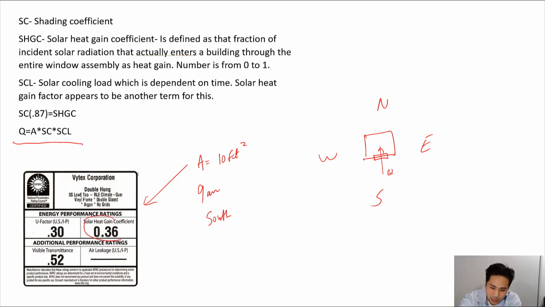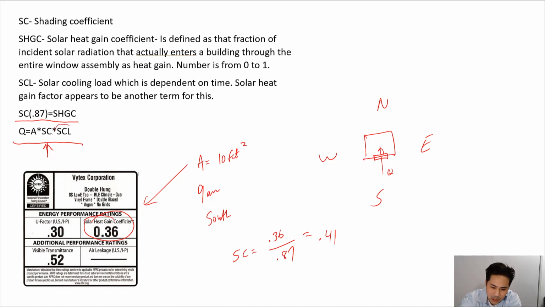Okay, we're going to first use this value for solar heat gain coefficient, 0.36. What we need is the shading coefficient, the SC value. So we have to do the conversion using this formula. SC is equal to the solar heat gain coefficient for this window, 0.36, divided by 0.87, and that will give us 0.41.